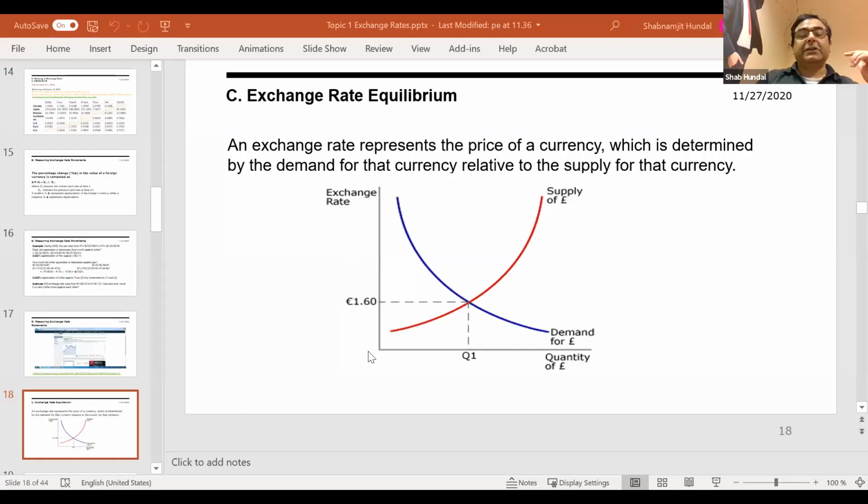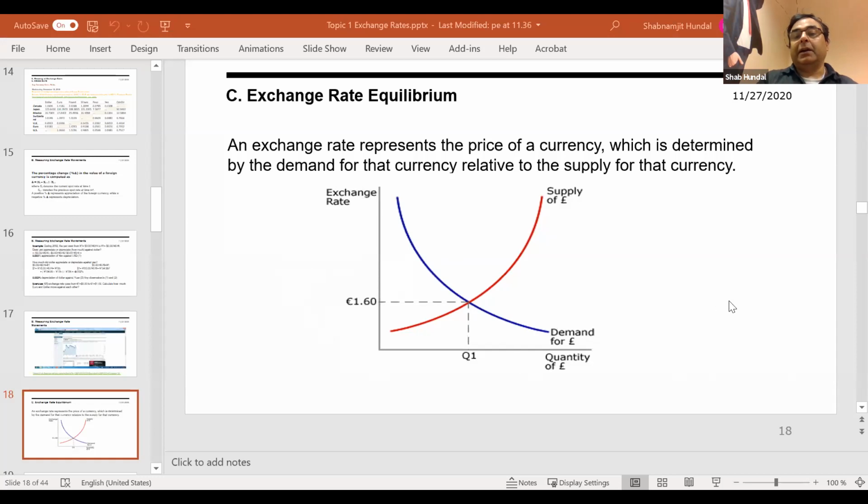Here, it looks similar to what I drew. Well, I drew the straight line, but it doesn't matter. Here is the exchange rate. And let's say here is the exchange rate of £1. And the demand for pound is downward sloping, like demand for anything is downward sloping. And why is it downward sloping?